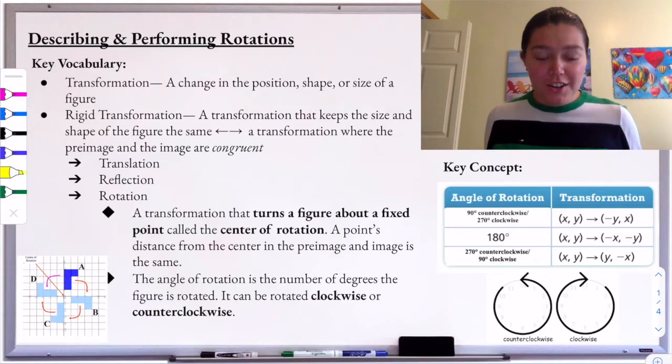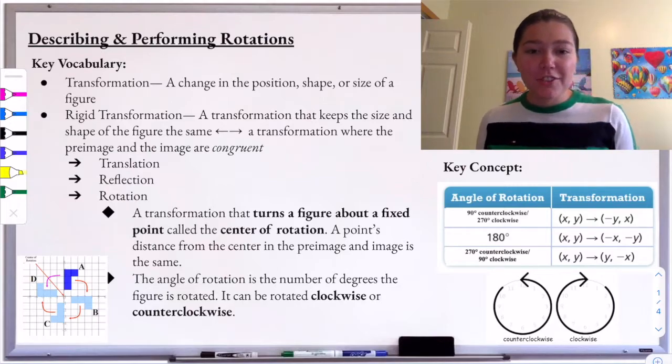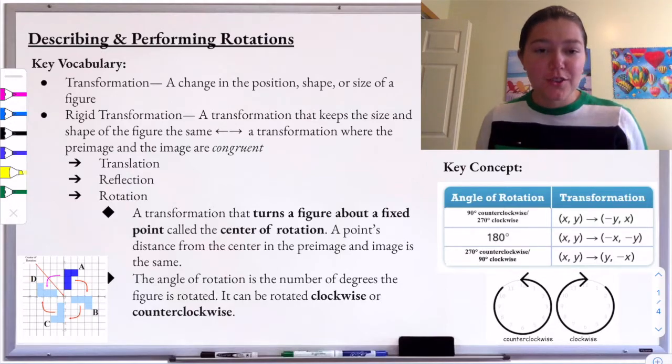So we're in this transformations unit, and we know transformations are when we have a change in the position, shape, or size of a figure. And then right now we're in the subunit of rigid transformations. So rigid transformations are those that keep the size and the shape of the figure the same. Really just the position and the orientation is changing.